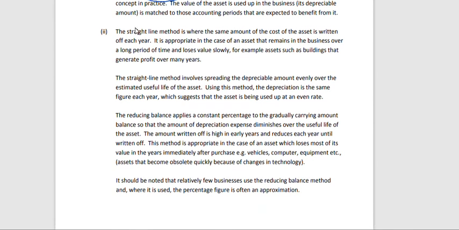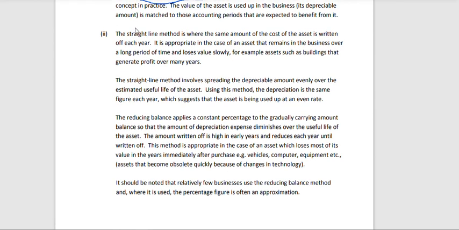Next, what is straight line and what is reducing balance? Let's look here. Straight line method is where the same amount of the cost of the asset is written off each year. It is appropriate in the case of an asset that remains in the business over a long period of time and loses value slowly. For example, such assets as buildings that generate profit over many years. The straight line method involves spreading the depreciable amount evenly over the estimated useful life of the asset. It's the same figure each year.